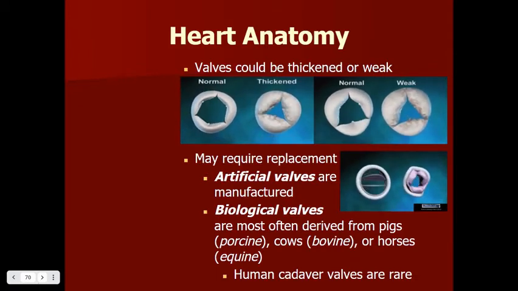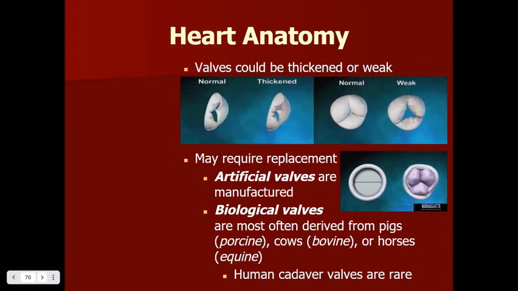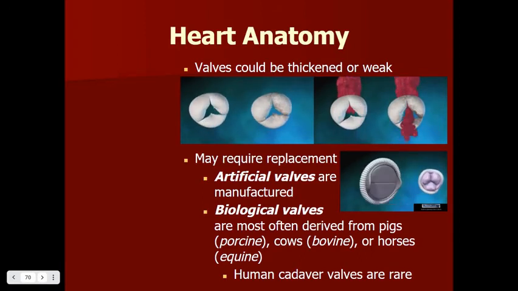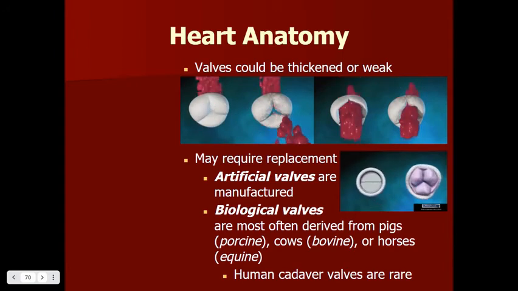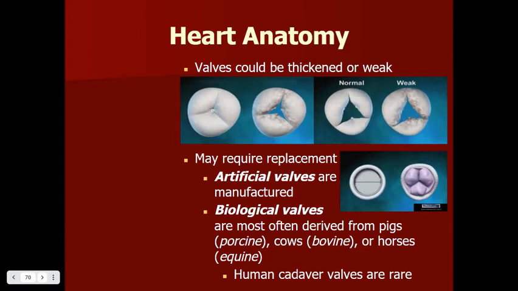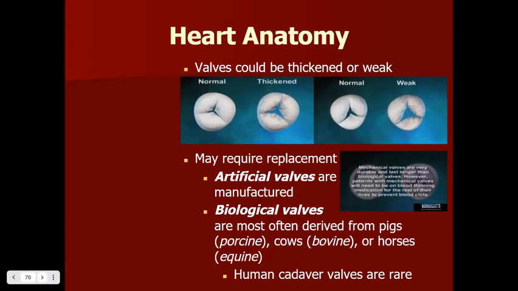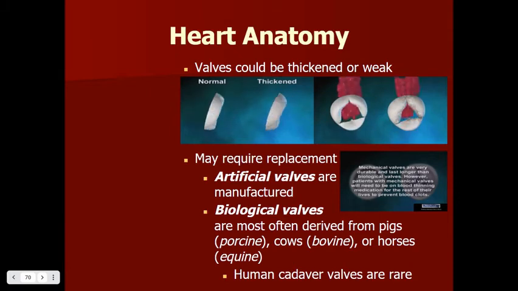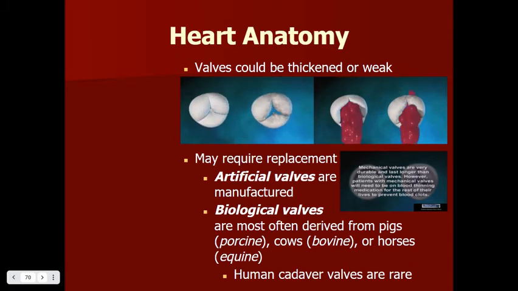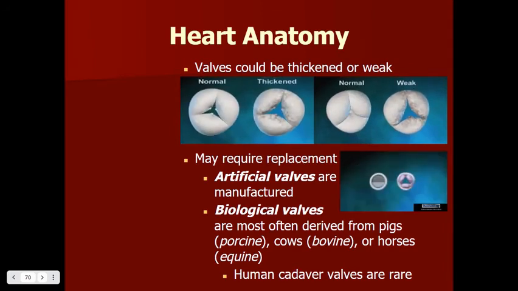The valves could be thickened or they could just be weak. And so the valves may require replacement. Artificial valves are manufactured by different medical device companies, like Medtronic, for example, produces artificial valves. There's also biological valves that are most often derived from pigs, cows, or horses.